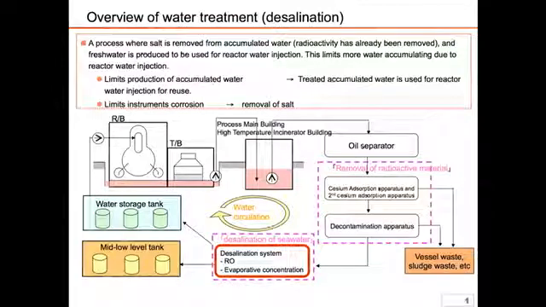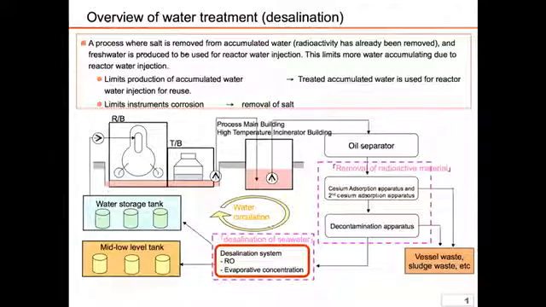The outline of the water processing is as explained in the last session. Today we will explain the desalination mechanism using the desalination facility, the RO membrane, and evaporative concentration. We have to conduct desalination of highly concentrated contaminated water after removing radioactive materials such as cesium by using the first cesium adsorption apparatus, second cesium adsorption apparatus, and the decontamination facility.